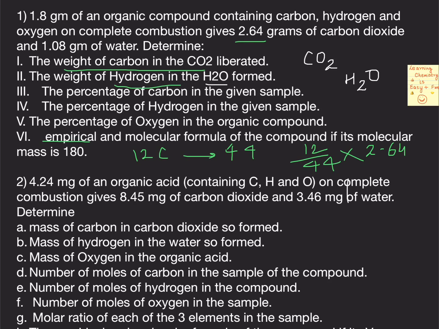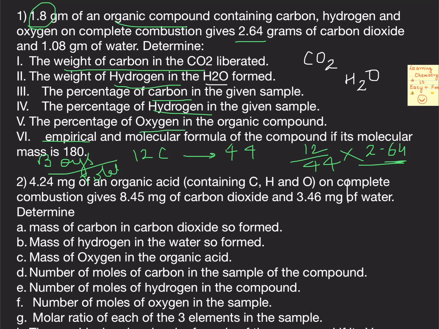The percentage of carbon in the given sample. Now, how do we determine this? We've got a total amount of the organic compound as 1.8 grams, correct? And you've also calculated the weight of carbon which is coming from the organic compound. Now, you know the weight of carbon, you know the total weight of the compound, you can calculate its percentage, just like you know the number of boys in the class, the number of girls in the class. So, the percentage of boys is number of boys divided by the total number into 100, right? As simple as that.